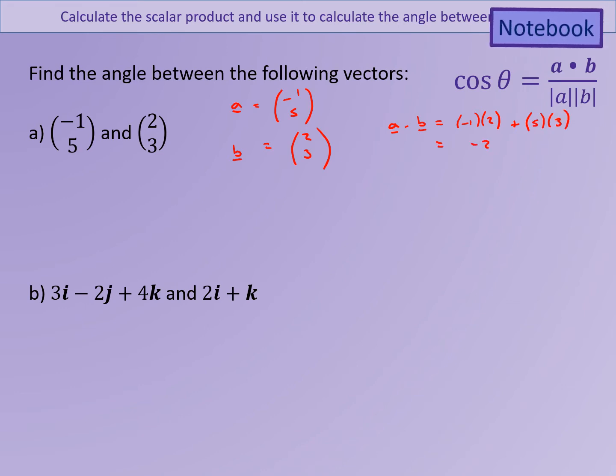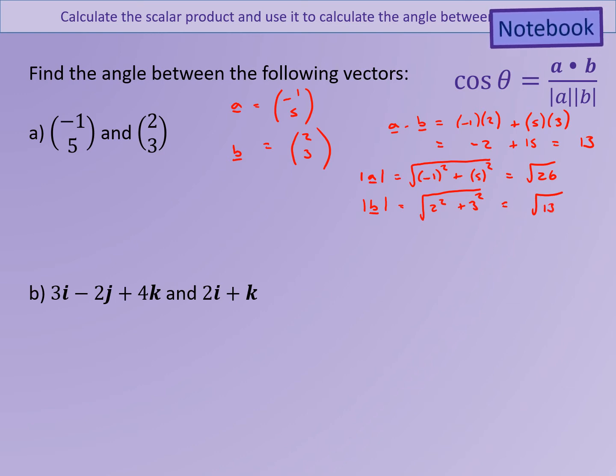So that is -2 plus 15, which is 13. We're also going to find the magnitude of the 2 vectors. So the magnitude of A is -1 squared plus 5 squared, square root. So that gives us root 26. The magnitude of B is 2 squared plus 3 squared, square root, which is the square root of 13.